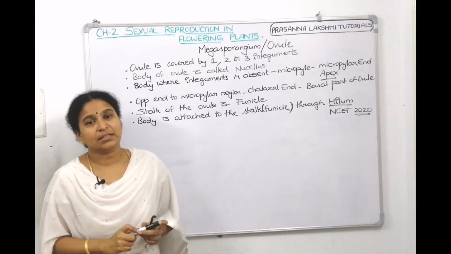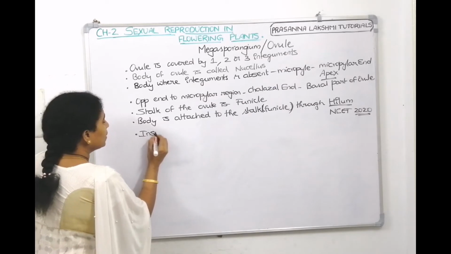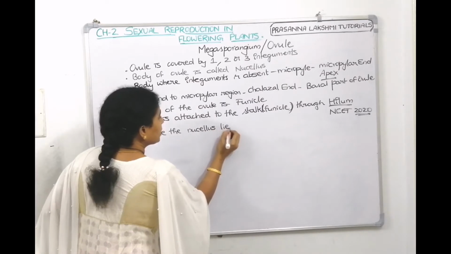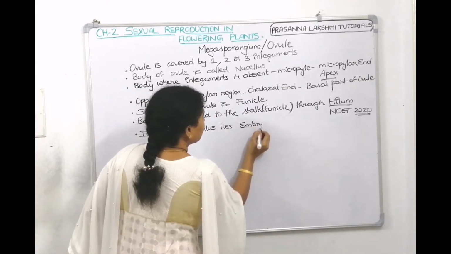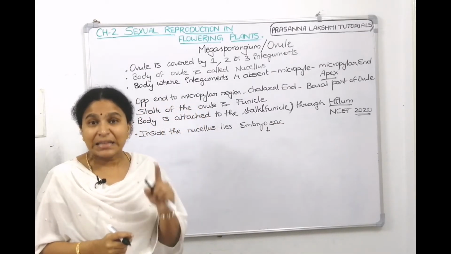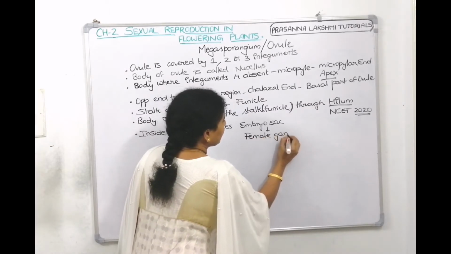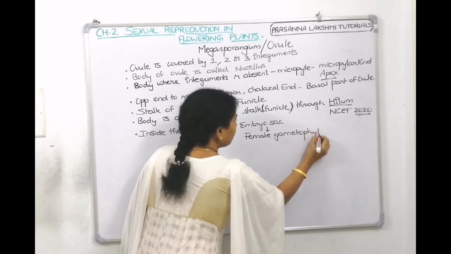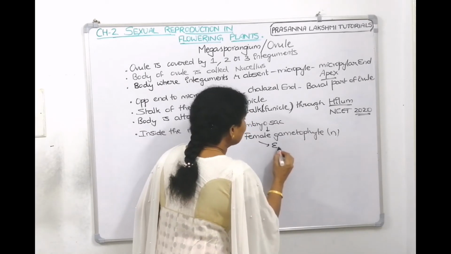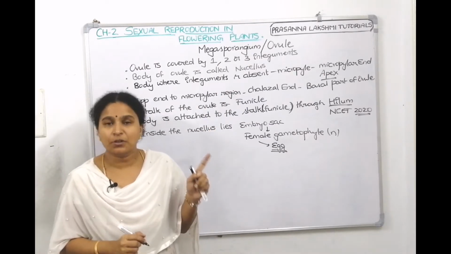Inside the nucellus lies the embryo sac. What is the embryo sac called? It is called the female gametophyte. Female gametophyte means it is haploid. Why is it female? Because in it the egg, the female gamete, is seen. So children, this is the description of the ovule.